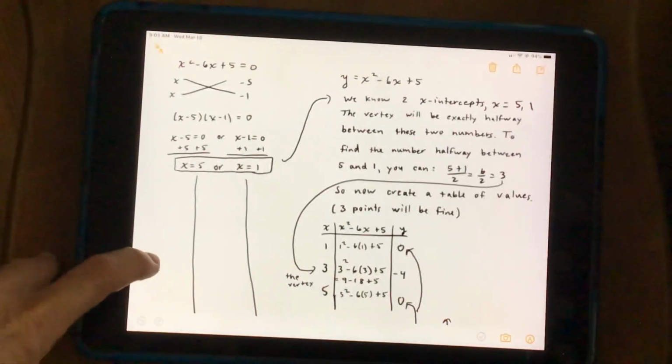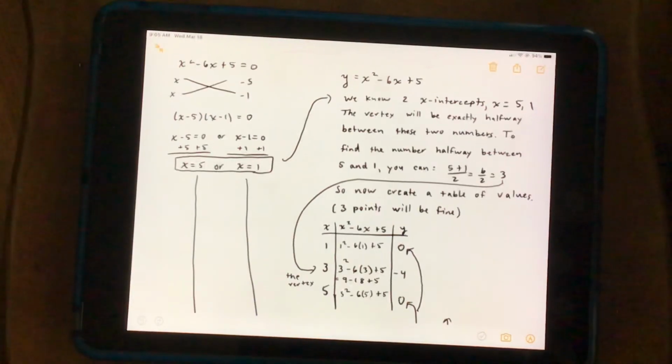Now, we're going to be creating a table of values in order to graph this equation and see those x-intercepts on our graph as the solutions to the quadratic equation. So we're going to rewrite our equation now. Instead of equal to 0, we're going to set it equal to y and make a graph for that. We know based on our factoring that the zeros of the function are x is equal to 5 and 1. We know we have two x-intercepts. Those are the zeros of the function, 5 and 1.